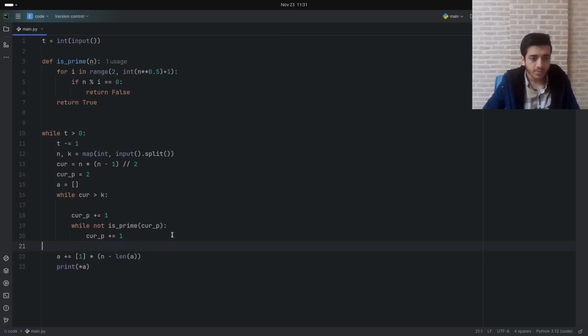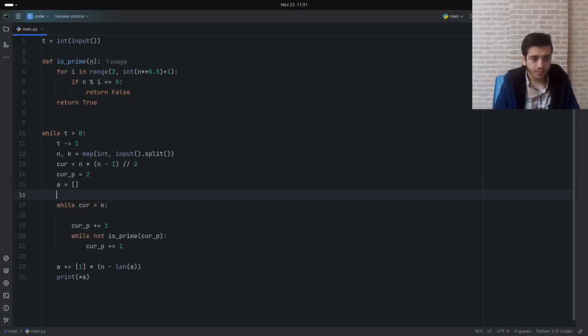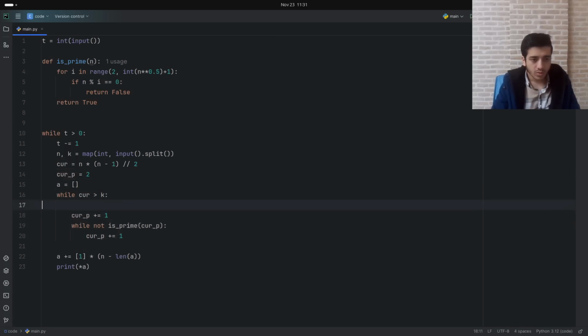Yeah, it works. And here and here. So we are gonna add some primes of current prime. So how we are gonna do that? We are gonna do that in this way that I will tell you.